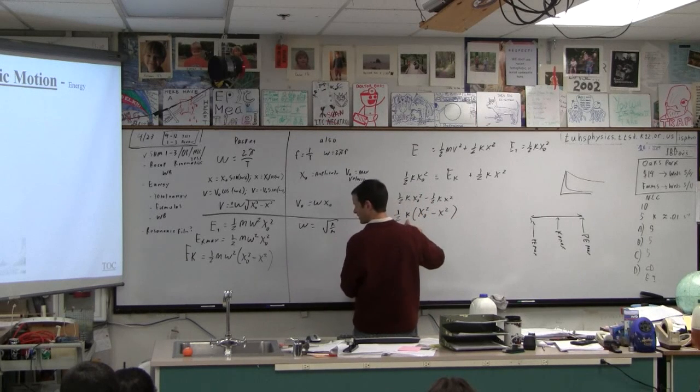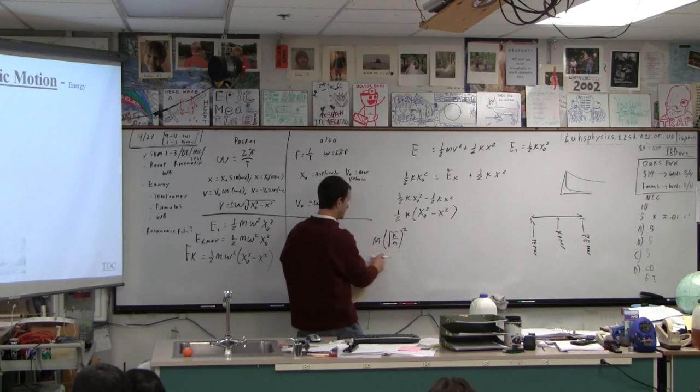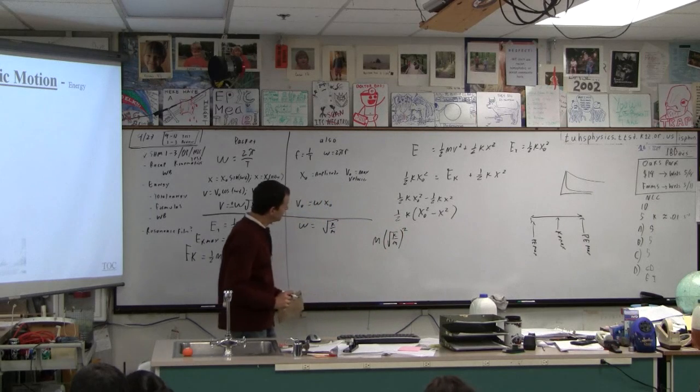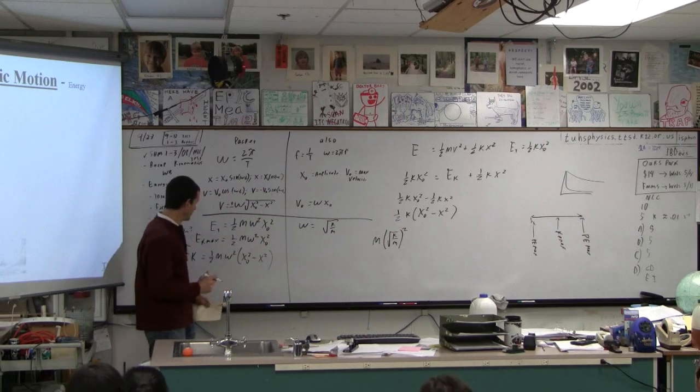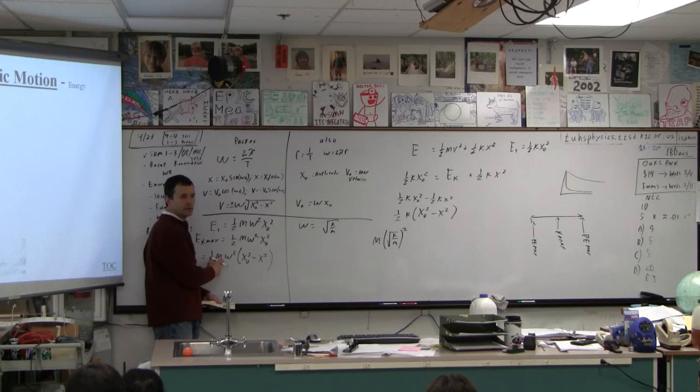And then we've got to somehow get omega. Well, it's omega squared equals k over m, so k is m times omega squared. Isn't that a lot simpler than this thing? Yeah, it's a lot simpler, isn't it?